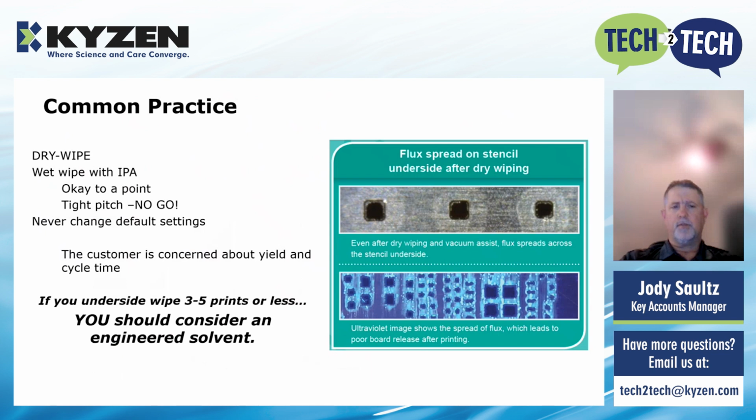In today's world, the common practice most customers use for the printing process is to either use a dry wipe or a wet wipe with IPA. These are okay to a point, but when you start getting into some of the component technologies today, tighter pitch, where the apertures are really close together, typically IPA or dry wipe is usually a no-go.